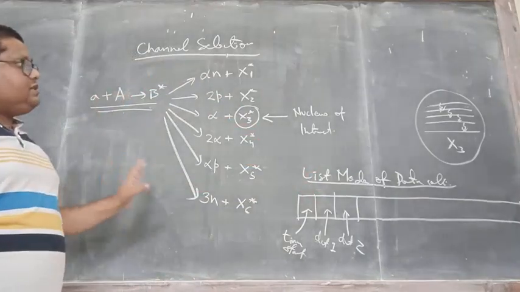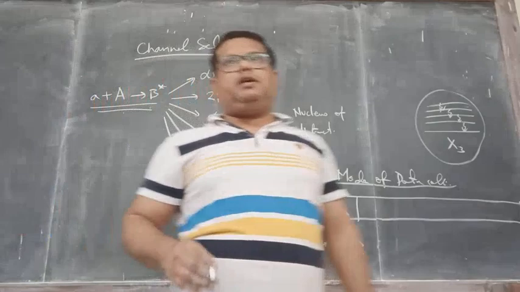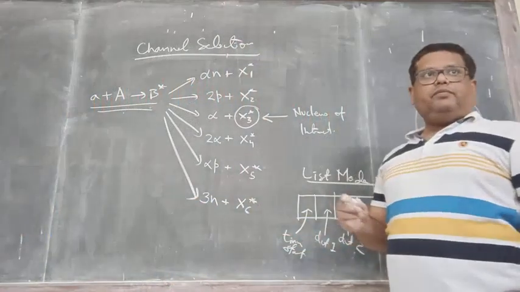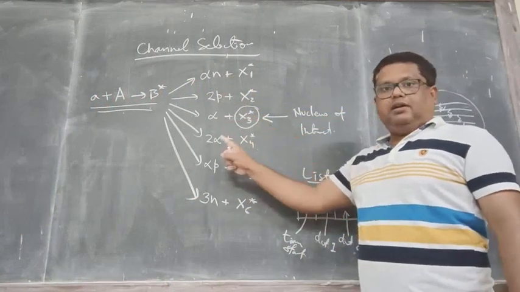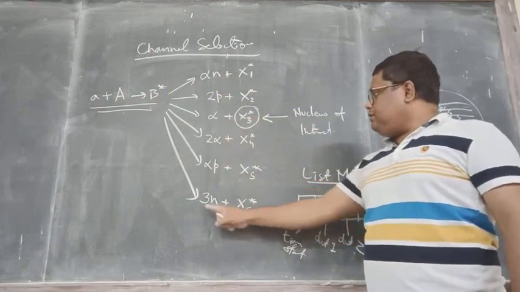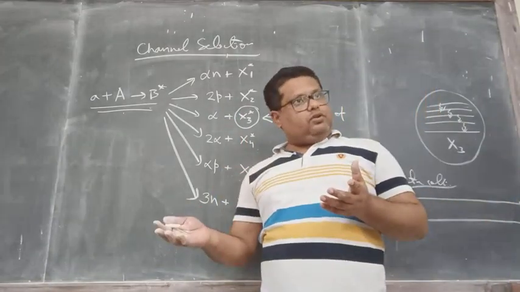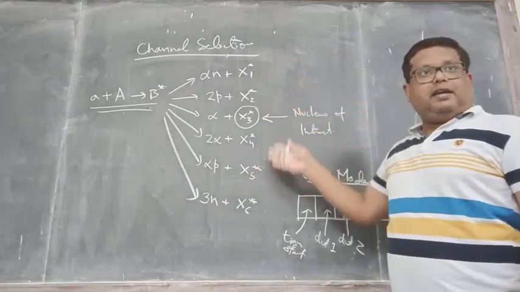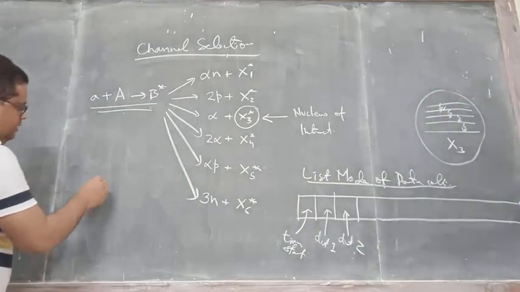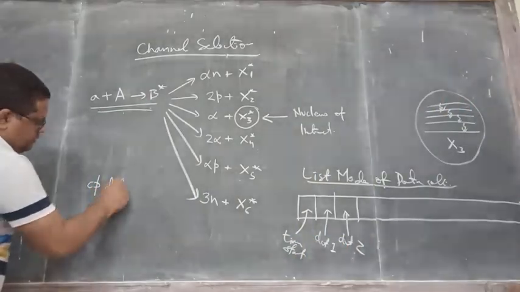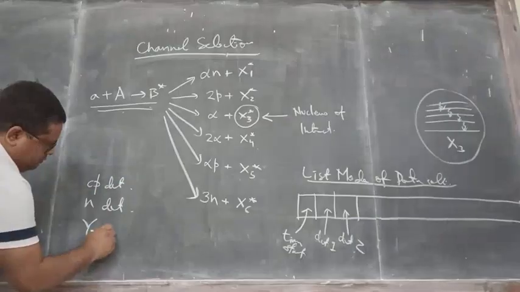In this experiment, let me ask you, what detectors should I choose? See here, alpha n, 2n, alpha, 2 alpha, alpha p, 3 alpha. Most of the particles are charged. So basically we have charged particles plus neutrons and also this star excited nucleus, so gamma detectors. So we will be using charged particle detectors, neutron detectors, and gamma ray detectors.